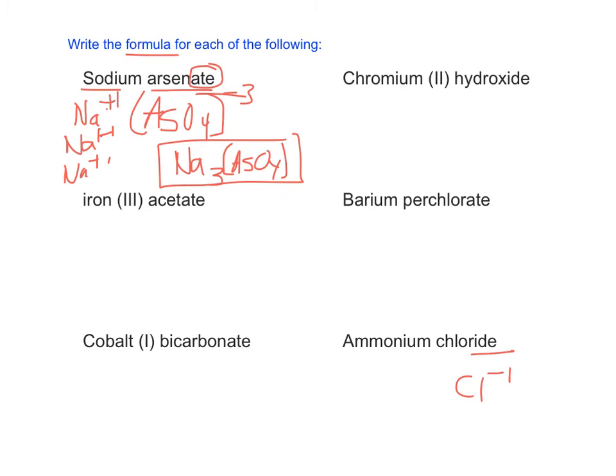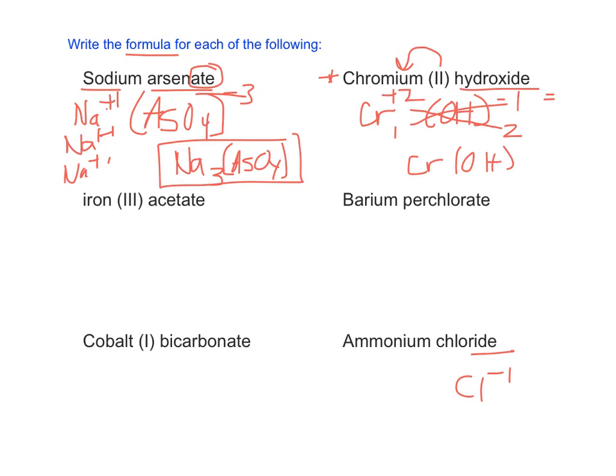Okay, let's try chromium 2 hydroxide. Chromium is Cr. The Roman numeral refers to the transition metal's charge. Hydroxide, that is not hydrogen. This is on the back of your periodic table, and it's a -1 charge. It's OH with a -1. So we can see that our charges do not balance to 0. I can swap down the 2, swap down the 1. So I need 1 chromium ion, and I need 2 hydroxide ions to be balanced.